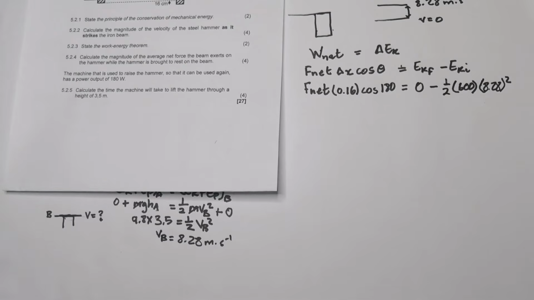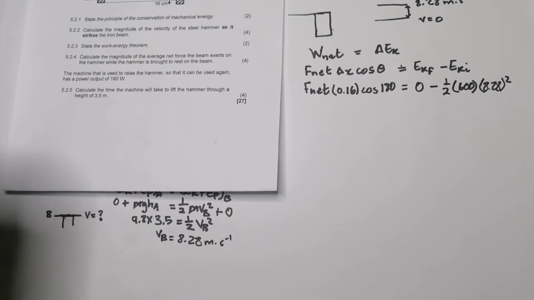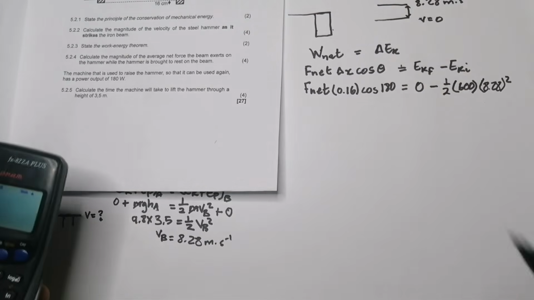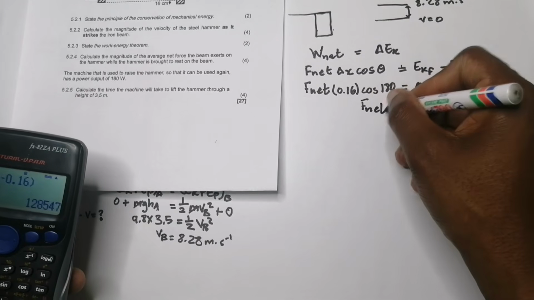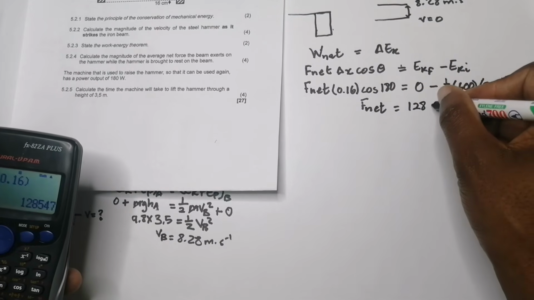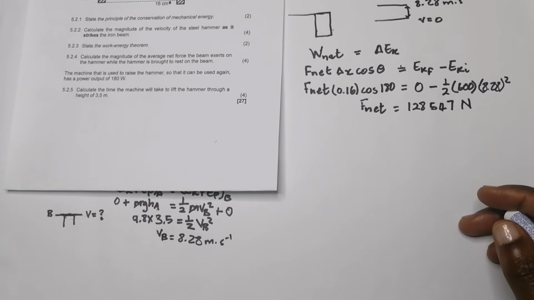So let's find out what we have on the left hand side. It means we'll say minus a half times 600 multiplied by 8.28 squared, and I get a value of minus 20 point, that value there. And I'm going to now divide that because I want F net. So I'm going to divide that by 0.16 times the cos of 180, and remember cos of 180 is -1. So it means I am dividing by -0.16, and the net force is going to be 128,547 newtons. So that's the force that I get there.